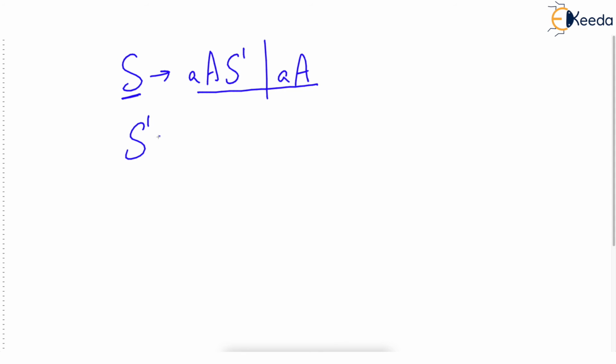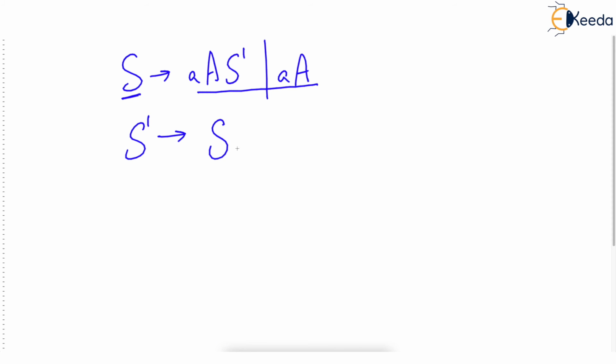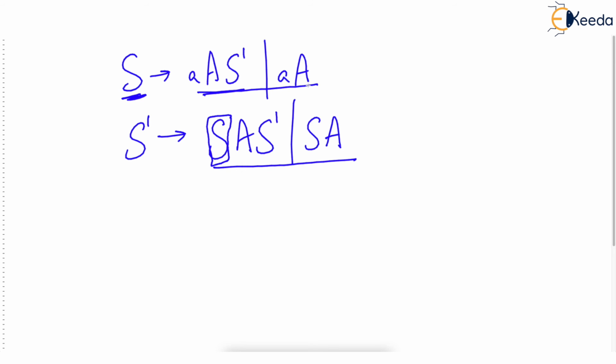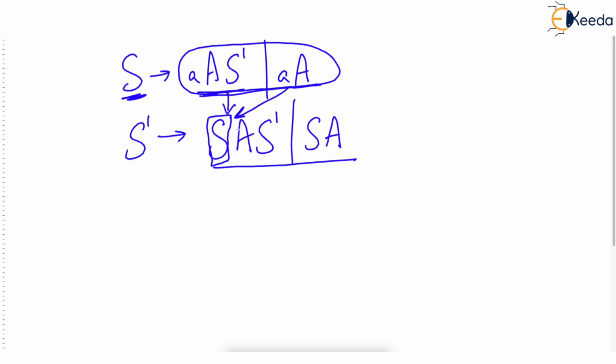Okay, but S dash, observe, S dash as you see is SA S dash or SA. This is not in GNF, but you know S is already in GNF. So you can put this value of S over here and it will be very easily in GNF, correct? I'm just rewriting this step, and the last production was A derives SS or A.